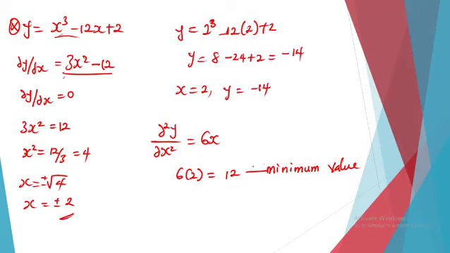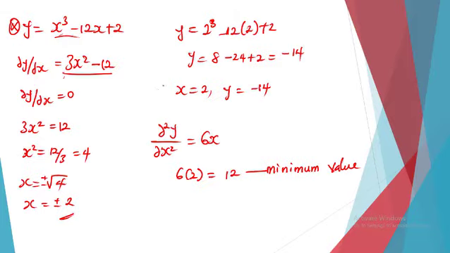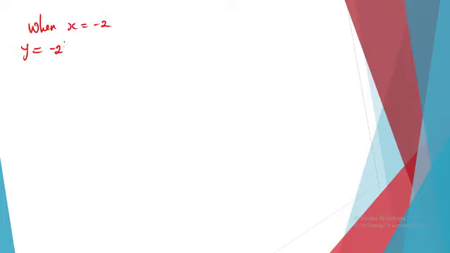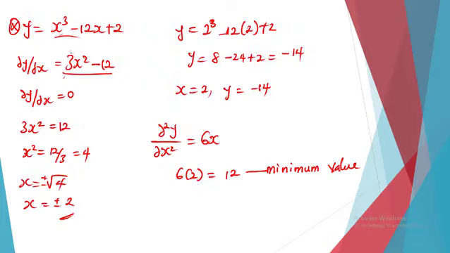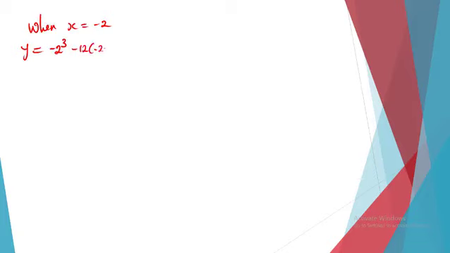Okay, fine. Let us proceed. Now, if x ceases from being 2 and becomes minus 2, for instance, what will be the value of y? So let's go to the next page. When x is minus 2, then y will be equal to minus 2 raised to power 3 minus 12 into minus 2, then plus 2. This is minus 8. Minus 12 times minus 2 will give us plus 24, plus 2. Okay, so 26 minus 8 will give us 18.